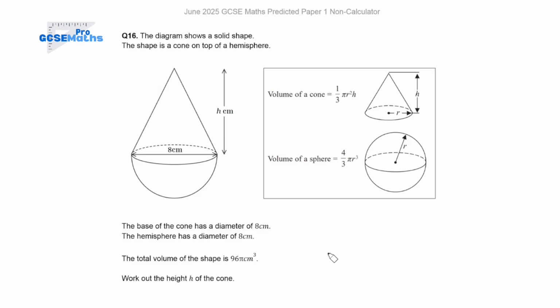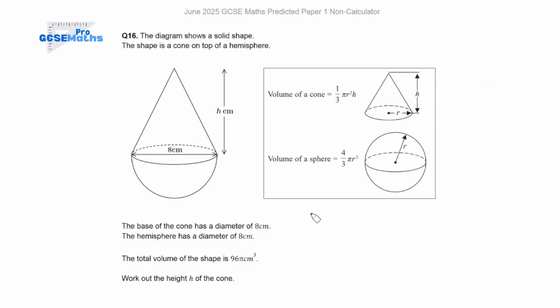Okay, question 16, we've now got the diagram shows a solid shape. The shape is a cone on top of a hemisphere. Now, cones and hemispheres are not prisms, hence why they've given us the relevant formulas in the question. The base of the cone has a diameter of 8 centimeters. The hemisphere obviously also has a diameter of 8 centimeters. The total volume of the shape is 96 pi centimeters cubed. Work out the height, h, of the cone. They've basically given us the formulas for the volumes, and then they've given us the answer, right? So we just need to create an equation.